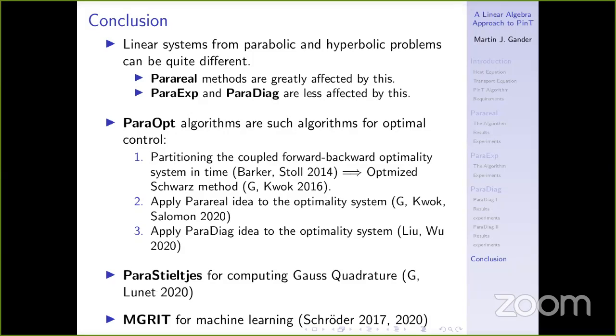So one was on the ParaDiag. When you solve the sequence of linear systems, where you alternate, there was one question about what happens if you solve inexactly. Does this have any effect?